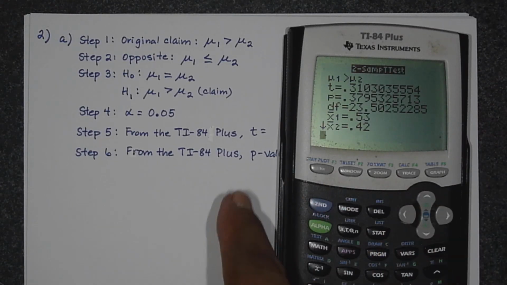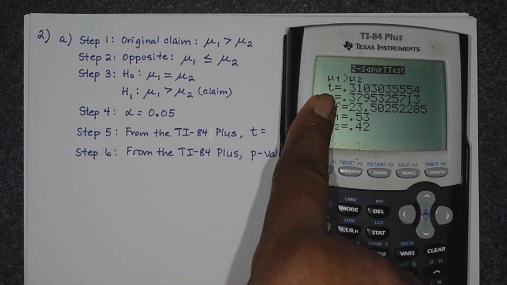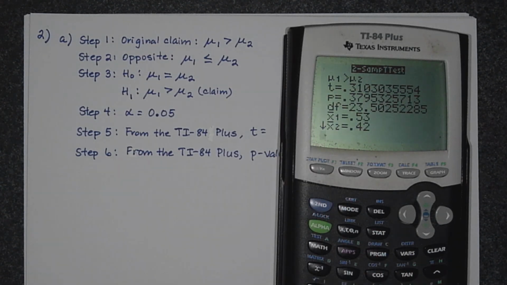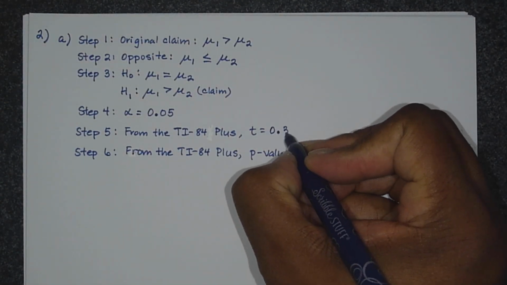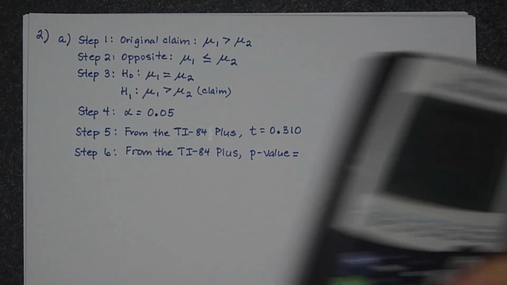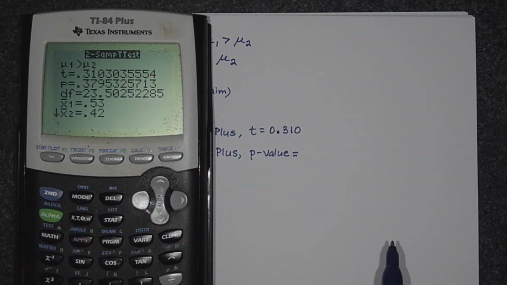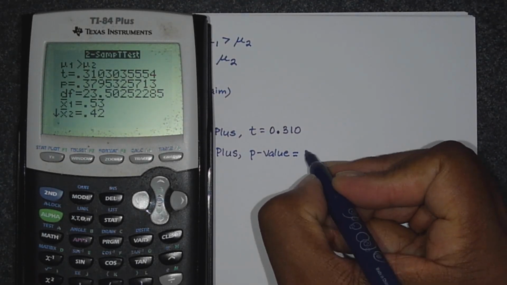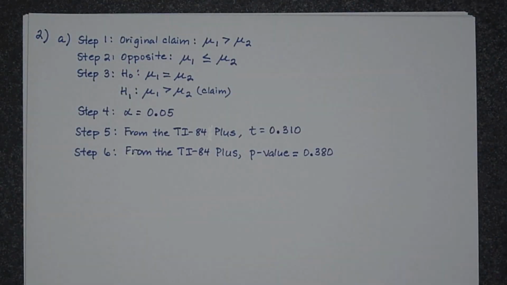All right, so we know what t is. And let's say to 3 decimal places that t-test statistic is what? 0.310. And then the p-value, right under the t is your p, that's your p-value. Let's say to 3 decimal places, what would that be? 0.380. That's your p-value.